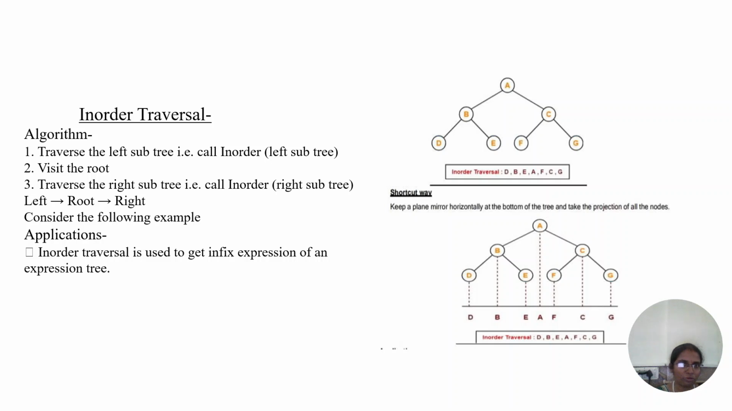And next we discuss in-order traversal. In this we have to traverse the left subtree, and then we have to visit the root node, and then we have to visit the right subtree. That means the order is left subtree, then root, and then right subtree. Just look at the example.